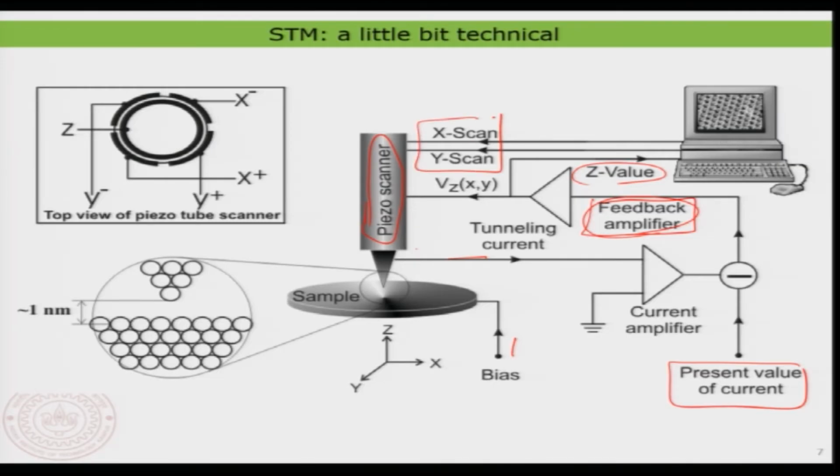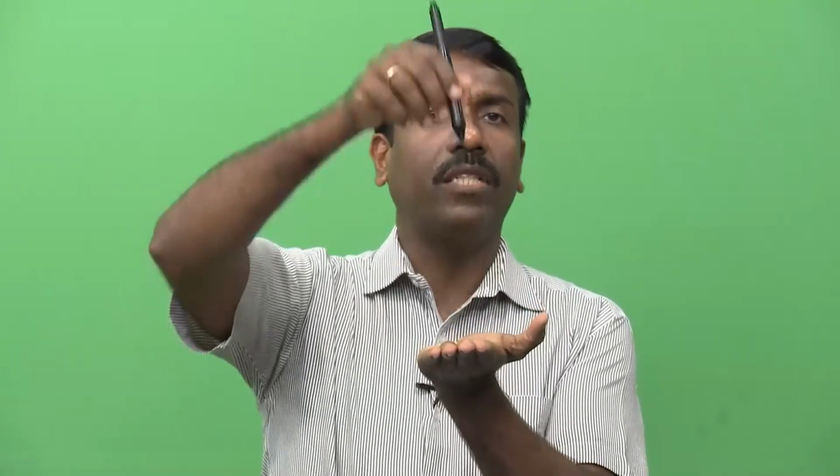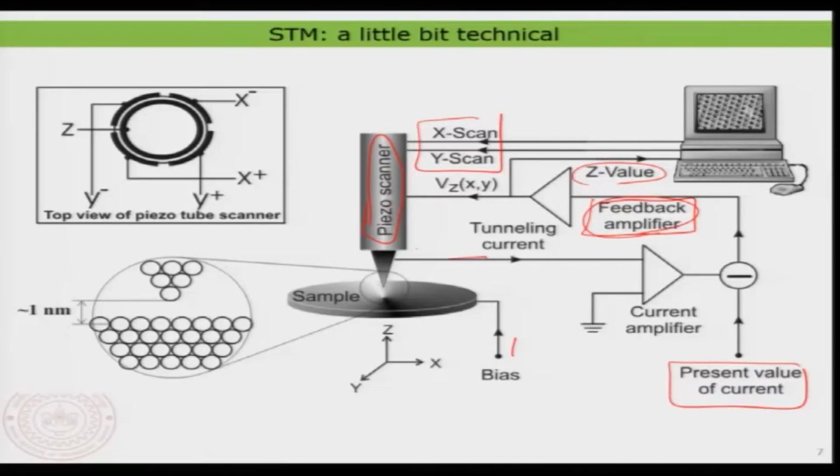The X voltage that you apply on the piezo and the Y voltage that you apply on the piezo are independent, but the Z is always connected to the so-called feedback system, so that you can retract or move the tip up and down. That is quite important. So, that is a little bit of the technical factors for that.